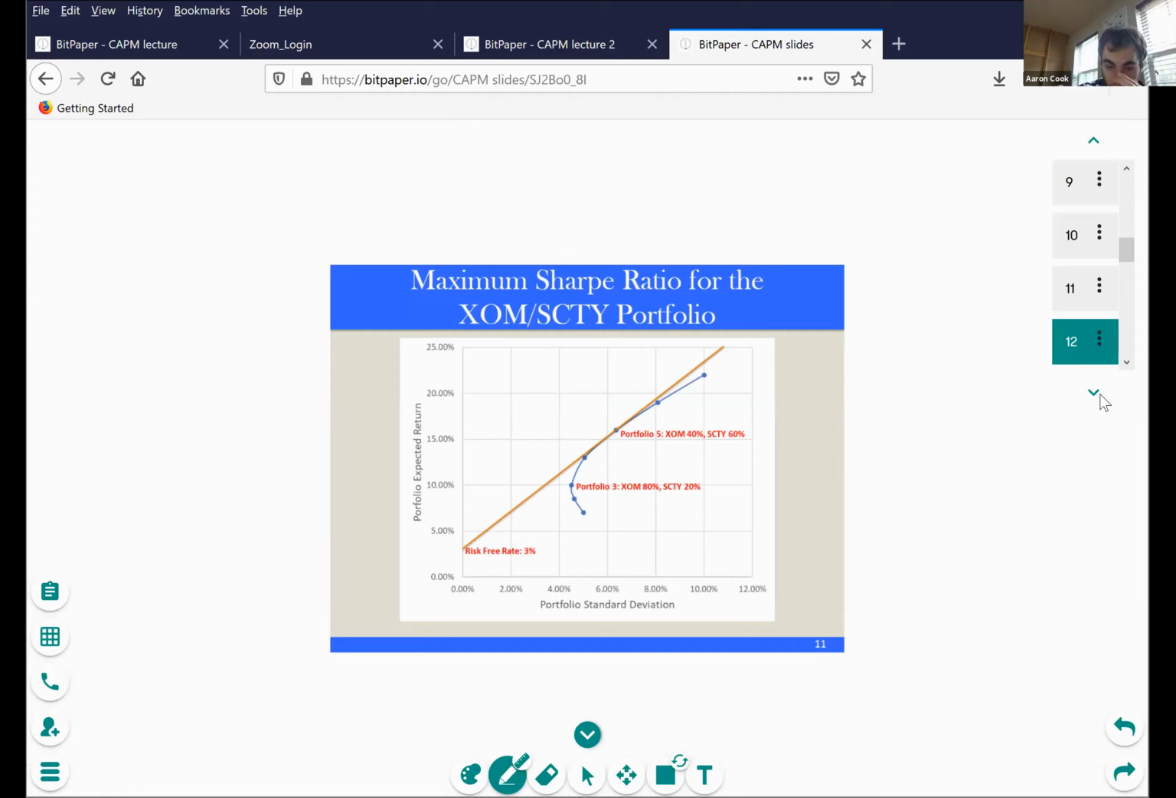This is a little bit of a tighter version of what I had just sketched out on the virtual whiteboard, but this portfolio 5 is roughly the portfolio that will maximize the Sharpe ratio. And that's because it's the portfolio that allows you to push this line up as far into the northwest corner as you possibly can.